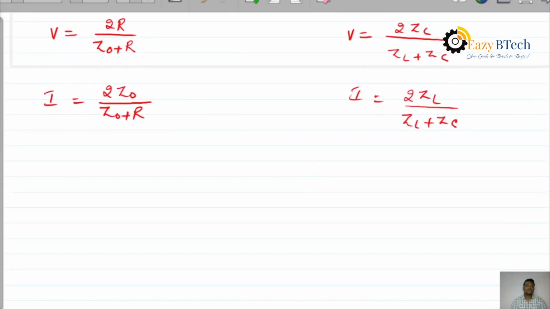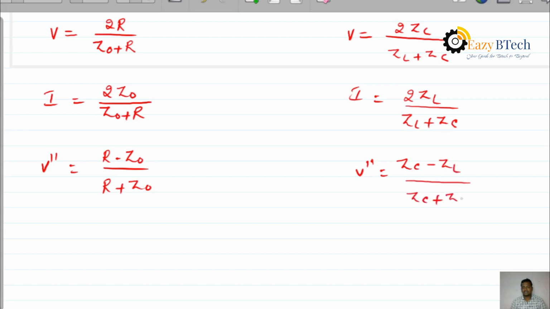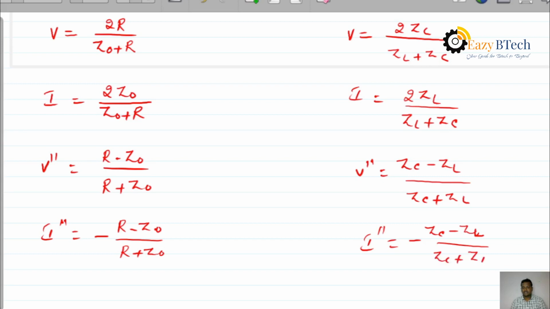Reflected voltage waveform V double dash in a resistor is R minus Z0 by R plus Z0. In the cable, it is ZC minus ZL divided by ZC plus ZL. Reflected current I double dash in a resistor is minus R minus Z0 by R plus Z0. Here it is I double dash equals minus ZC minus ZL divided by ZC plus ZL.